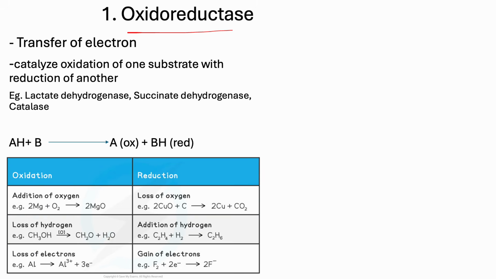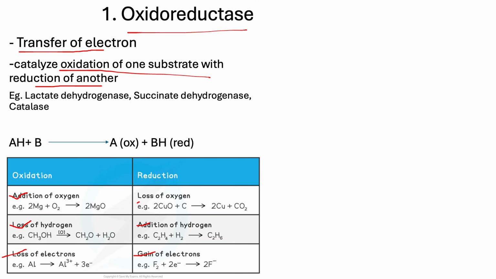First, oxidoreductase. From the name you can easily identify that this is related to oxidation and reduction. This is actually transfer of electrons, catalyzing oxidation of one substance with reduction of another substance. What are oxidation and reduction? As you know, oxidation is the addition of oxygen or removal of hydrogen or removal of electron, and the opposite is reduction. That is loss of oxygen, addition of hydrogen, and gain of electron.